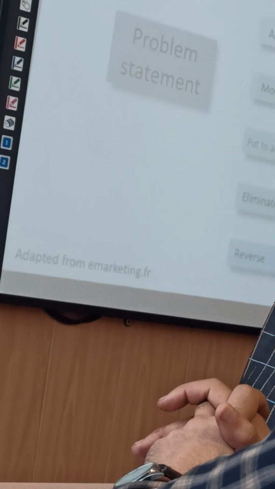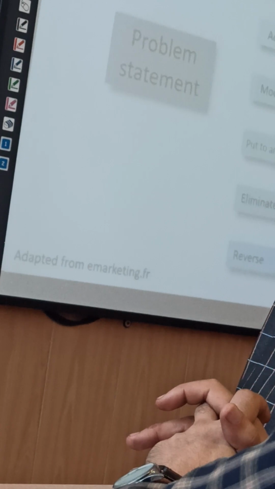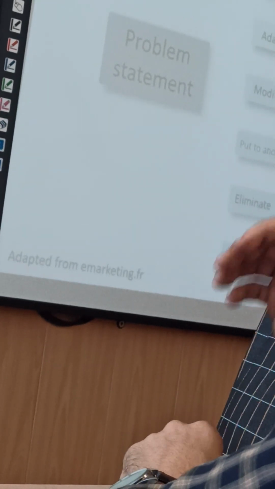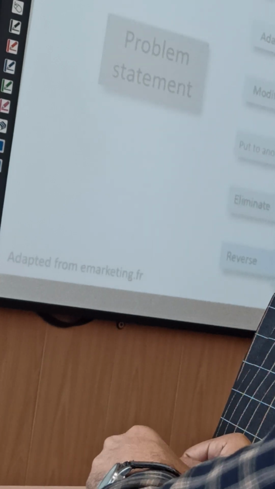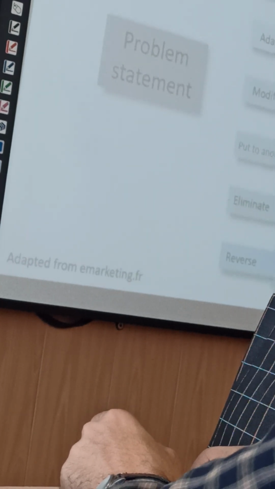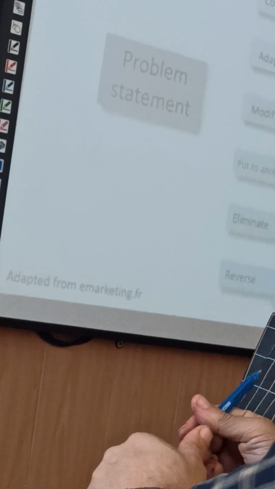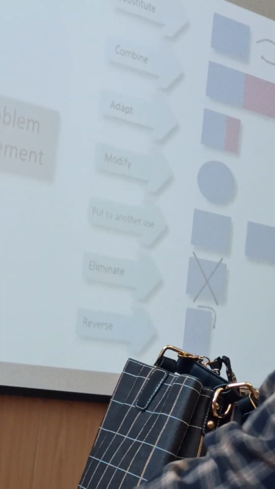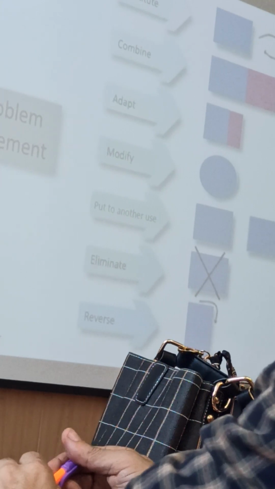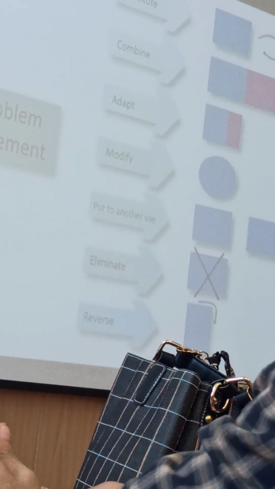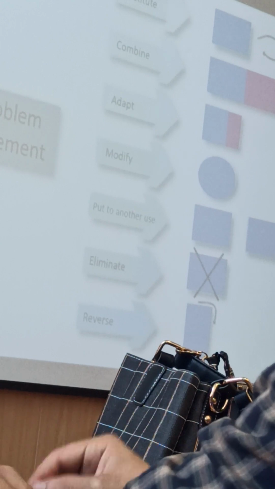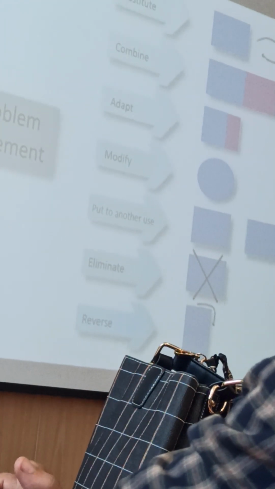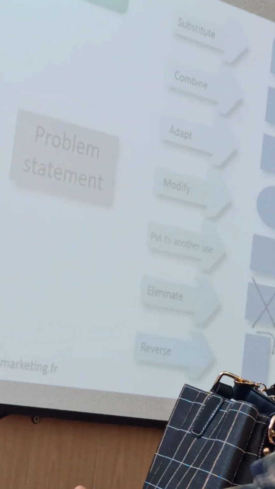Put to another use, this is what you have been doing with the bottle. So have additional uses for the same object. Eliminate, well, you simply try to figure out how to work without this product or process or service. And reverse, you turn it upside down and you start from the end, for example, if it's a process. And it could give way to really interesting ideas.